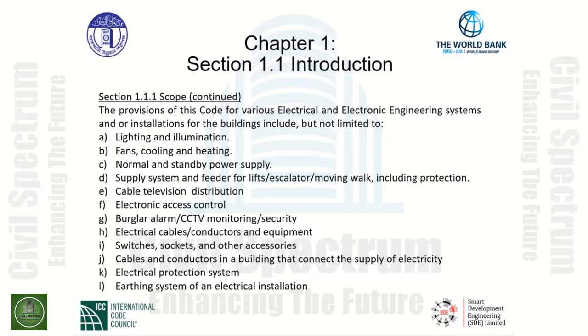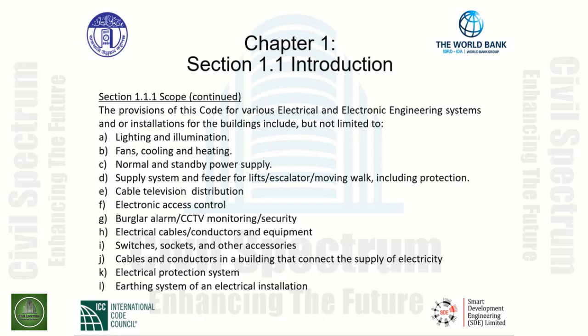Item D, supply system and feeder for lifts, escalator, moving walk, including protection. Item E gives us cable television distribution. Item F, electronic access control. The scope is also continued in item G regarding burglar alarm, CCTV monitoring, security systems. Item H, electrical cables, conductors, and equipment.